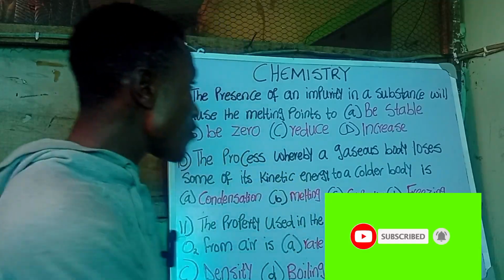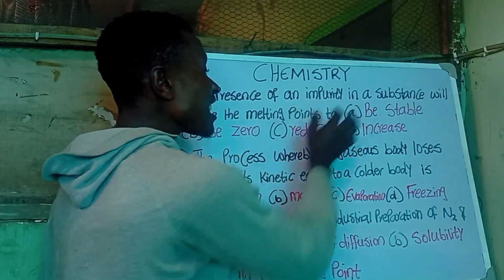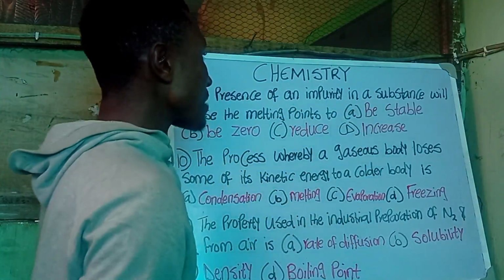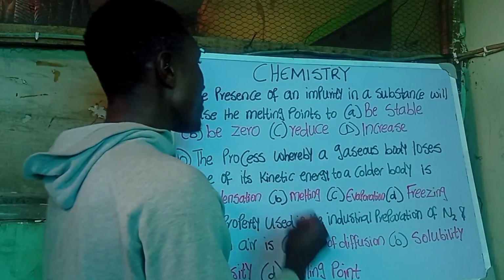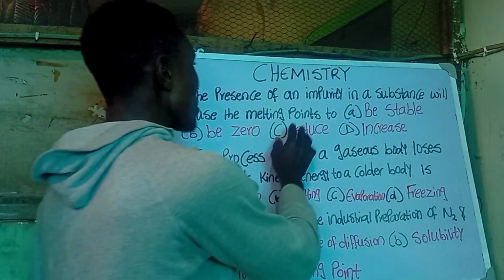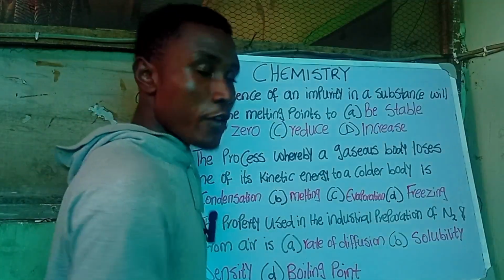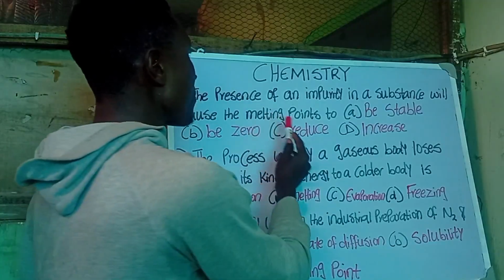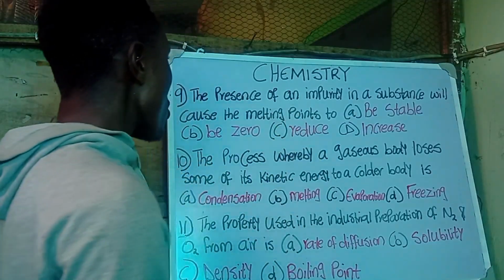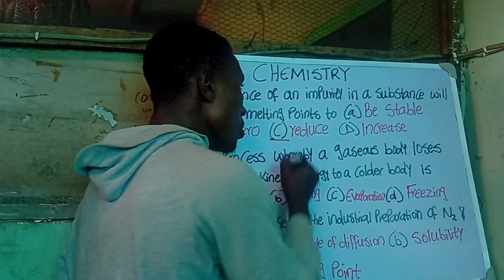So right ahead, let's move on to question number 9. Question number 9 says the presence of an impurity in a substance will cause the melting point to A, be stable, B, be zero, C, reduce, and D, increase. The presence of impurity in a substance will cause the melting point of a substance to reduce.